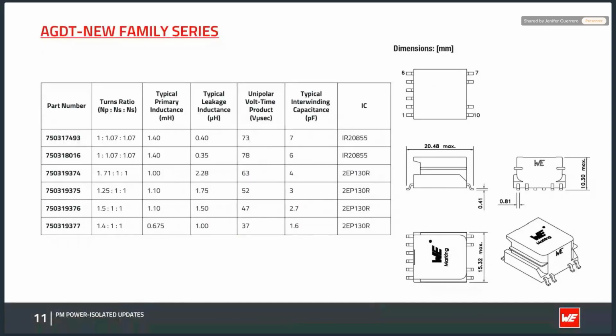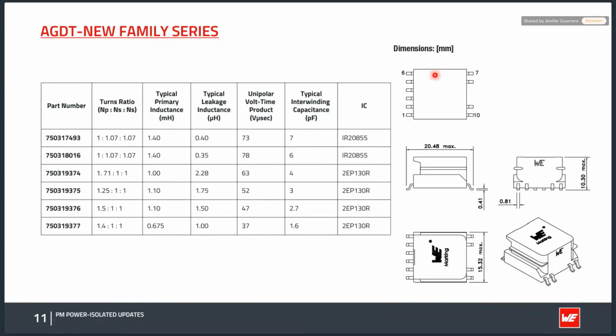One of the most important improvements in this new family series is also the interwinding capacitance. As I mentioned before, we have to make it as low as possible. I think it was as low as possible from 1.6. I think it was lower for all the custom transformers that we did, but we are able to provide different kinds of solutions. And again, this is a huge benefit for the CMTI and EMI performance.